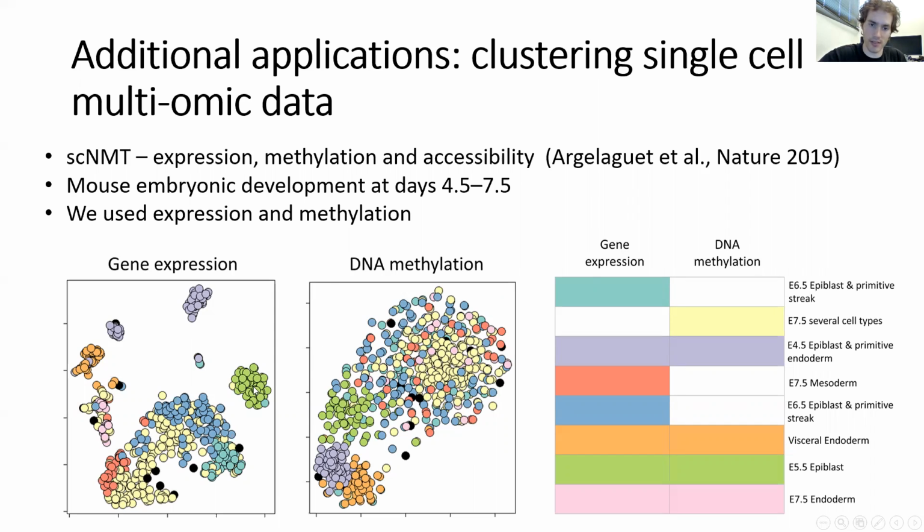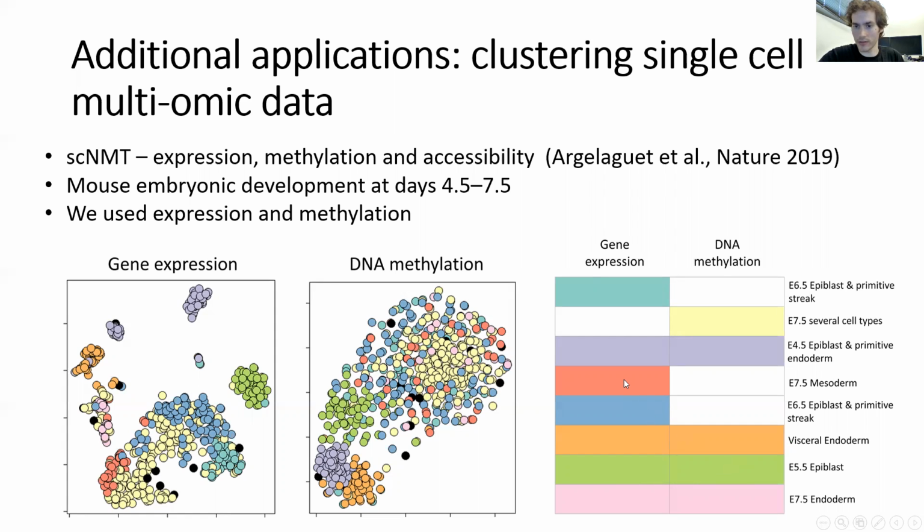and every point is a single cell, and they are colored by the module that they were assigned to by MONET. And here you can see for every module what are the omics that cover this module. So for example, if you look at this module at day 5.5, the epiblast at day 5.5, you can see that it's similar in terms of the gene expression profile and DNA methylation profile. And indeed, these two omics cover this module.